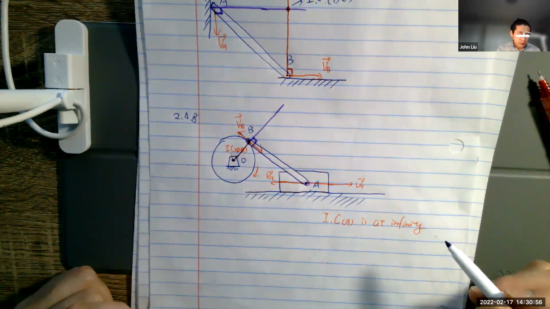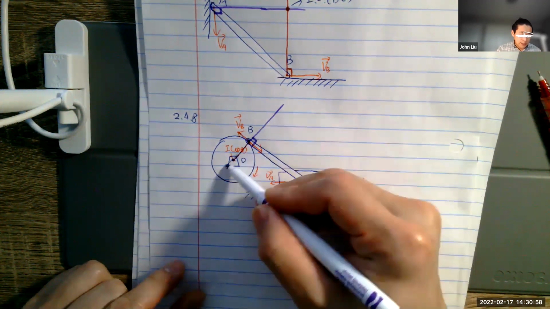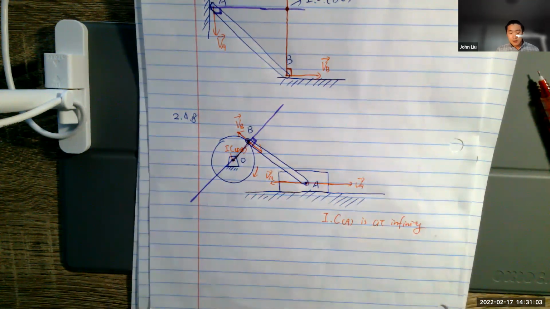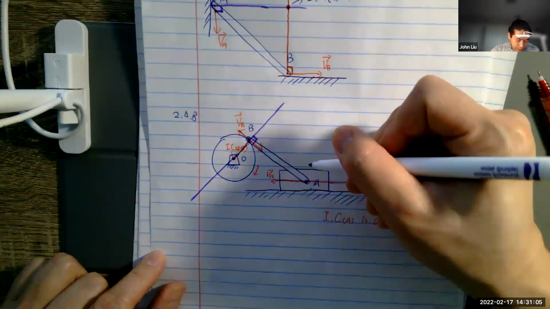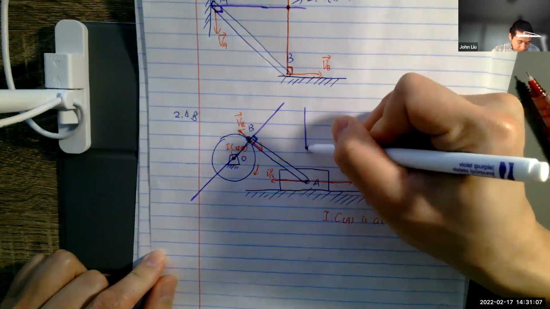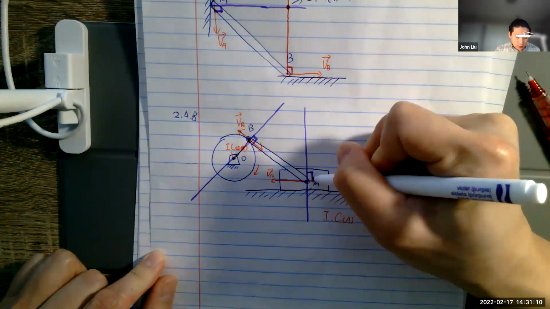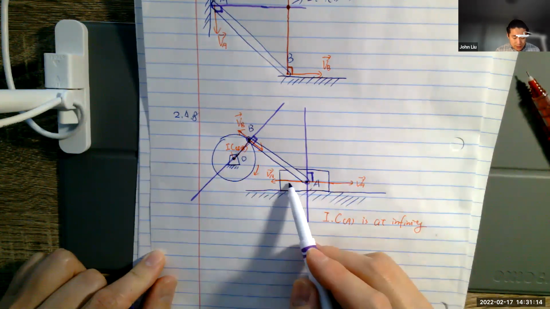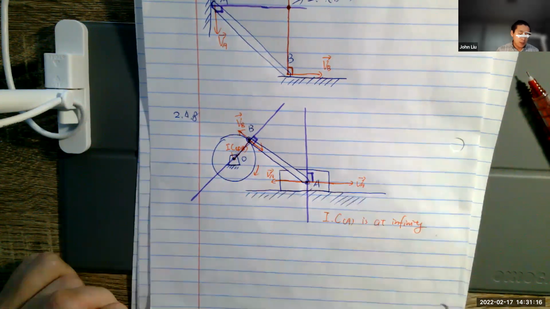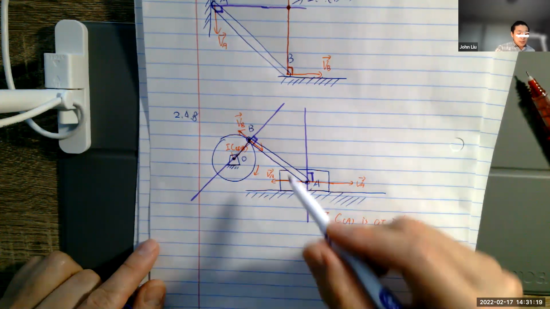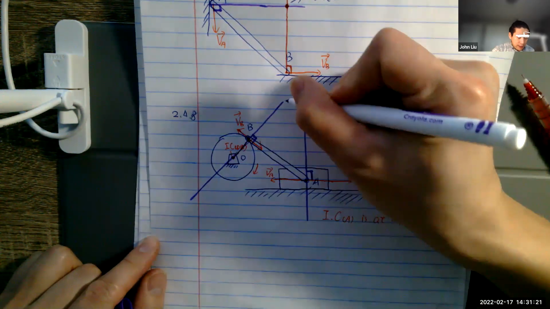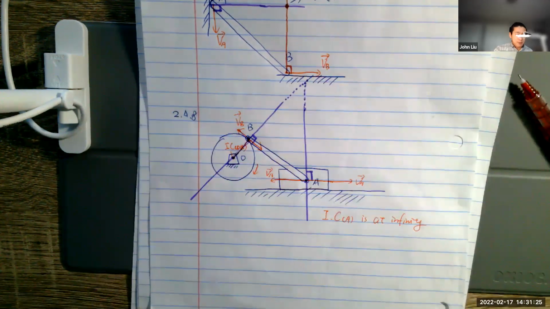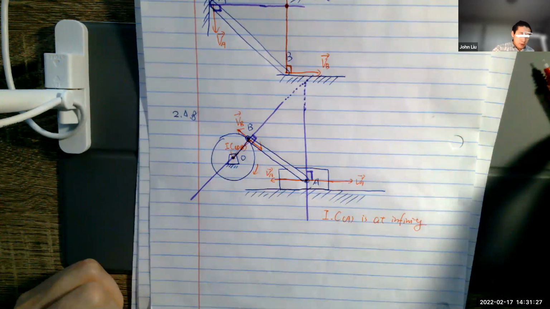Okay. That's our first line. Now let's look at A. Let's draw another perpendicular line through A. So 90 degrees between the line and its velocity direction. As you can see, these two lines are going to have an intersection somewhere. So the intersection happens to be up here.